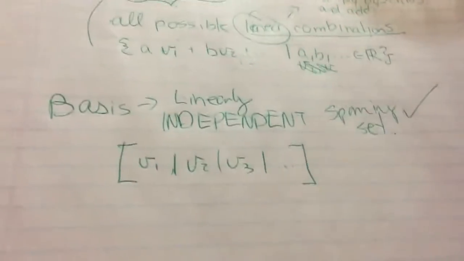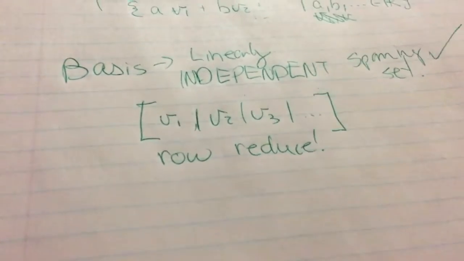So what do we do? Well, we just throw them in a matrix. So we have V1, V2 as the next column, V3, etc. And if I'm checking for independence, I want to row reduce. Okay, so any column that would be a free variable. So what is a free variable? That just means that the column doesn't have a leading one.